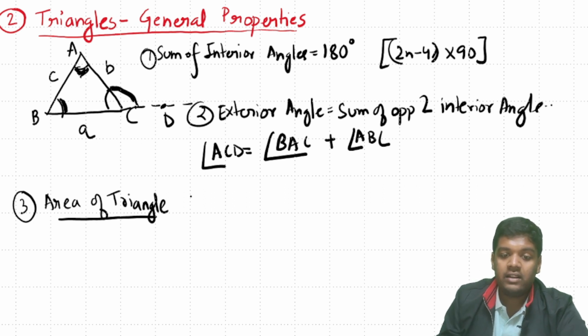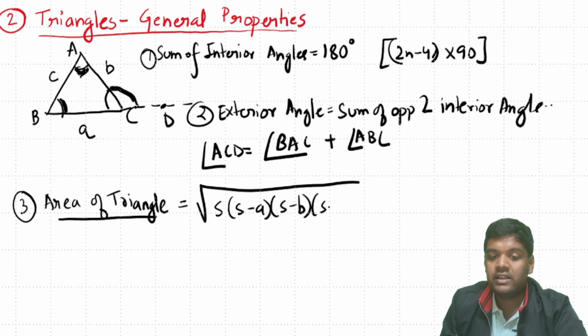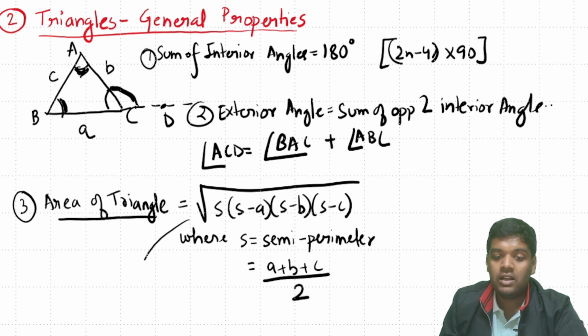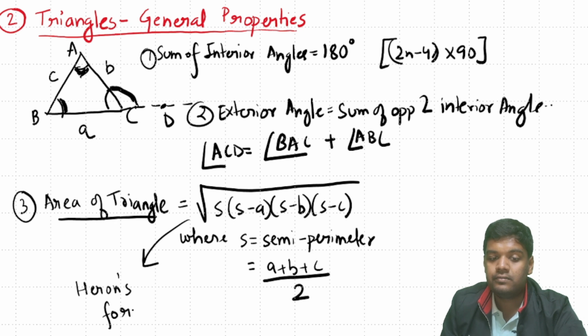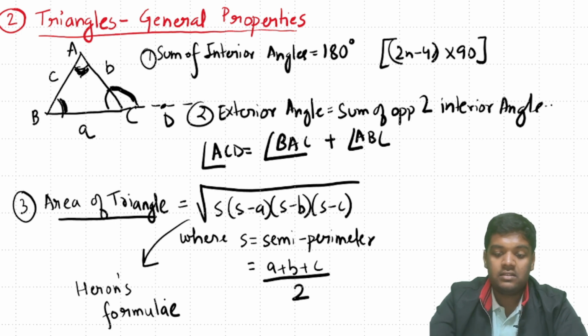Here, area of triangle is equal to root under s into s minus a into s minus b into s minus c, where A, B, C are the lengths of the sides as I have already said, and s equals the semi-perimeter. What is semi-perimeter? Perimeter divided by 2. Semi-perimeter equals a plus b plus c divided by 2. Right? This formula is also called Heron's formula. Correct? Now, let's move on to the next property.